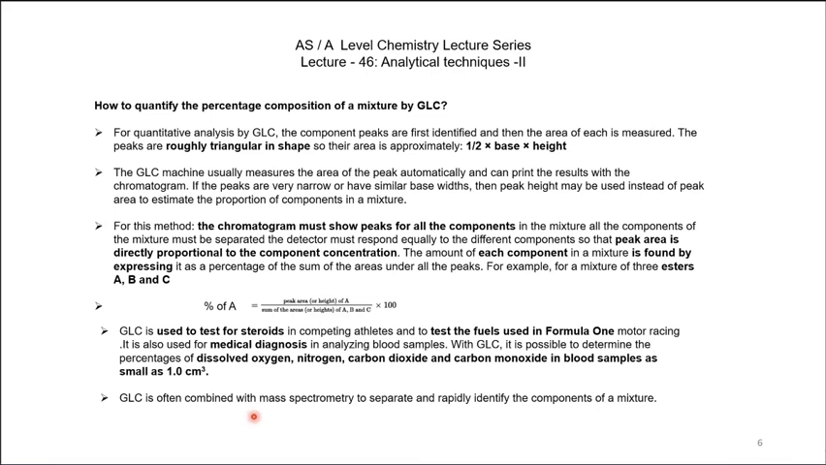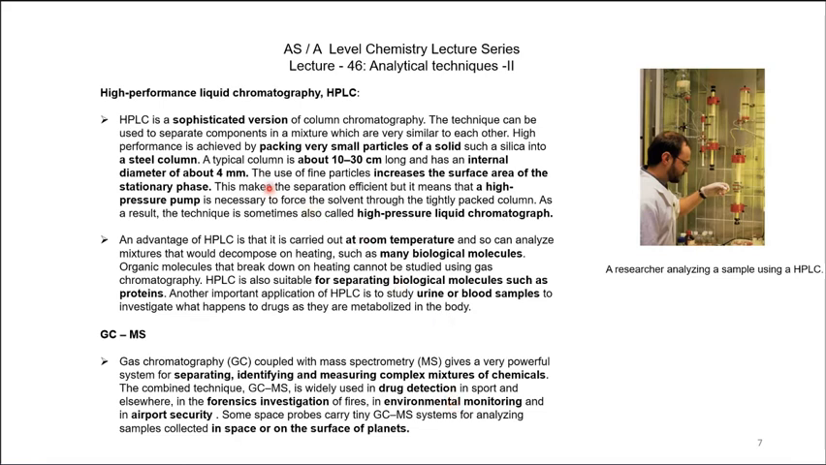GC is often combined with mass spectrometry to separate and rapidly identify the components of a mixture. Okay, we have another chromatography, which we call high performance liquid chromatography. This is a sophisticated version of the column chromatography that we have discussed. Here is a picture of a researcher analyzing a sample using an HPLC.